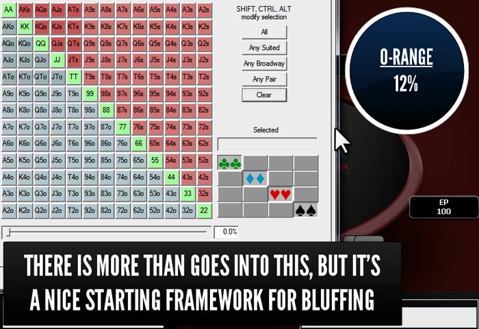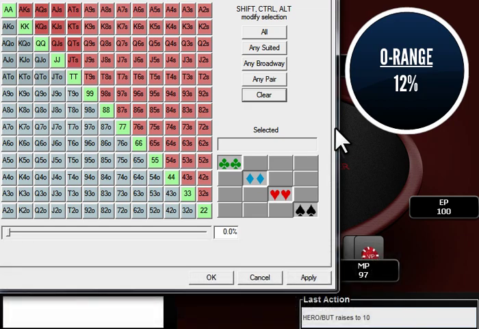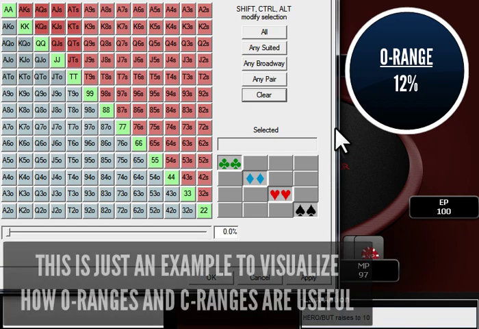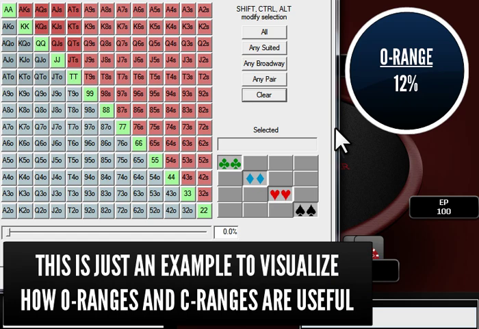Obviously, we have to think about if he flats, the equity we have, the playability we have, if there's ways that we can bluff post-flop, blah, blah, blah. I'm just trying to simplify this right this moment, so we're starting with this easy example. We'll get more complicated in the future. So let's build a logical C range.